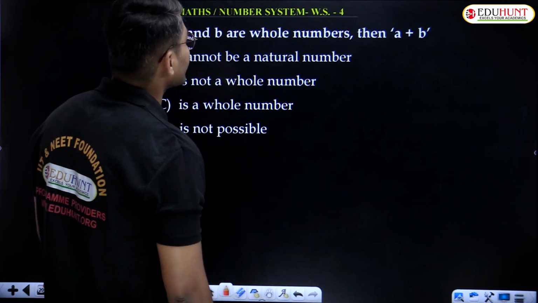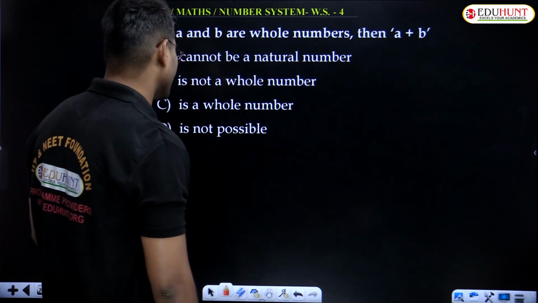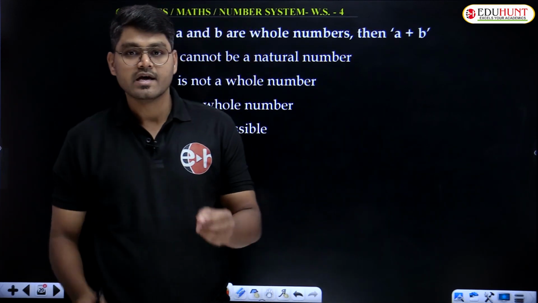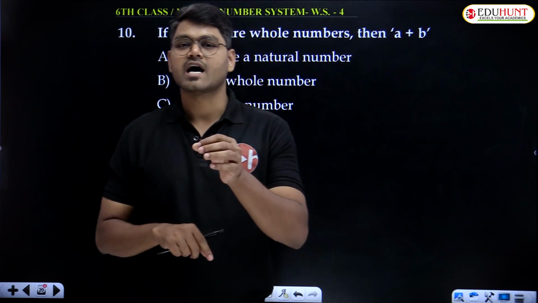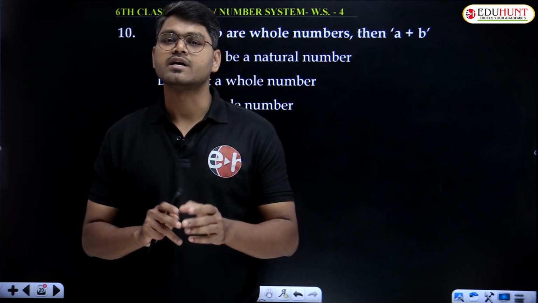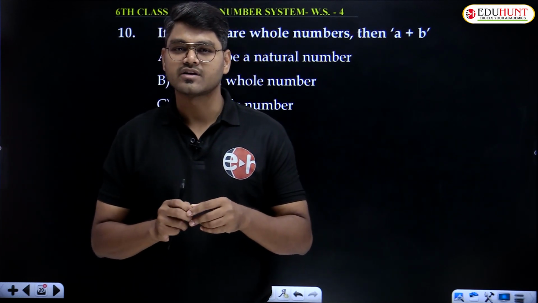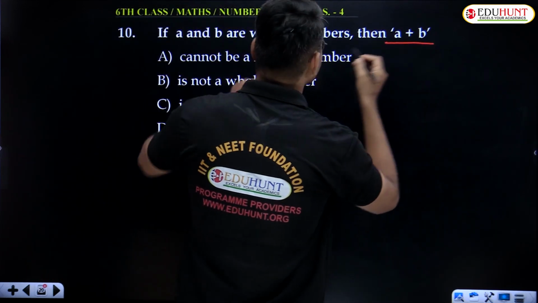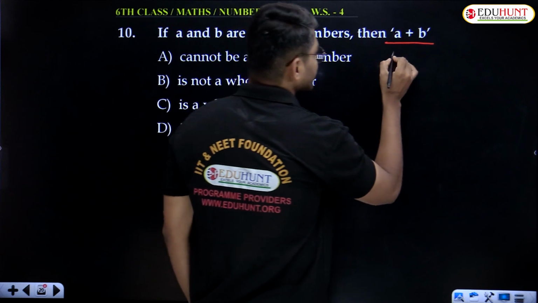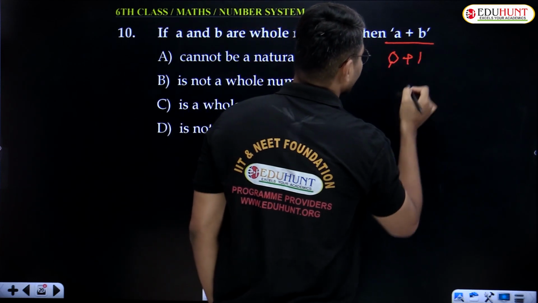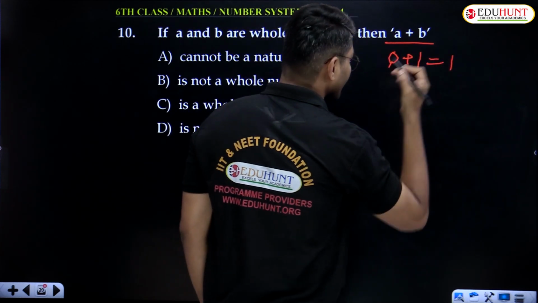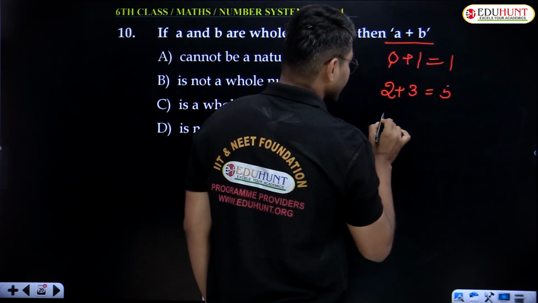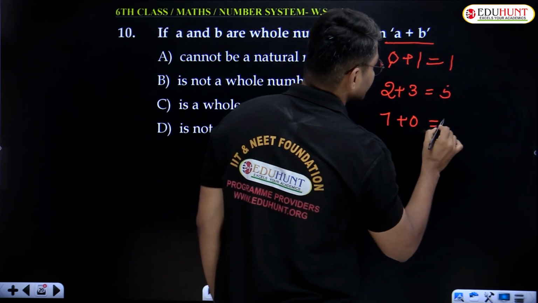If A and B are whole numbers, then A plus B is equal to what? In this type of questions, we just have to take examples. Then only we can get the answer very easily. Otherwise, it will be a very difficult question. See here, A plus B. Take whole numbers. First, start with 0 plus 1. 0 plus 1 is equal to 1. Next, 2 plus 3 is equal to 5. Next, 7 plus 0 is equal to 7.